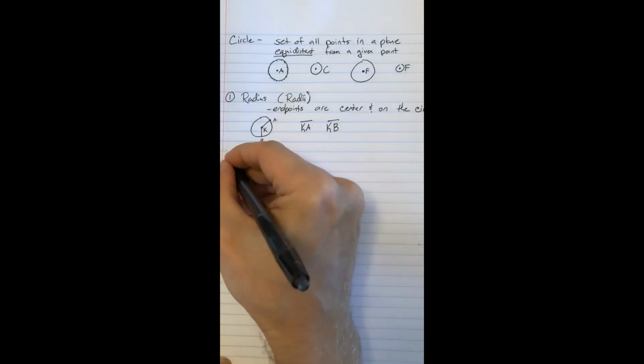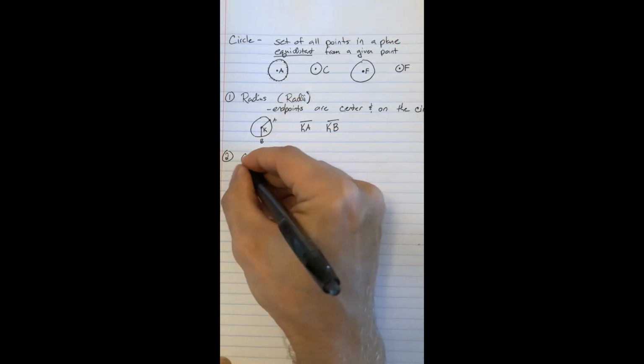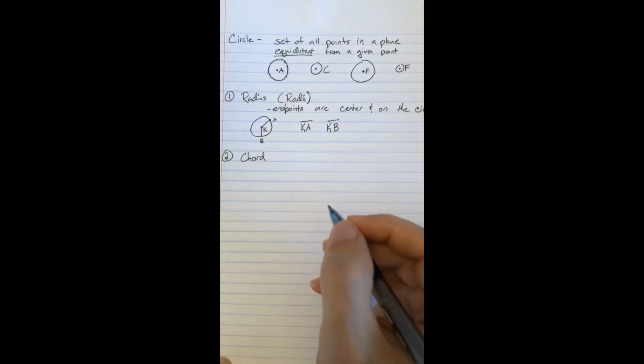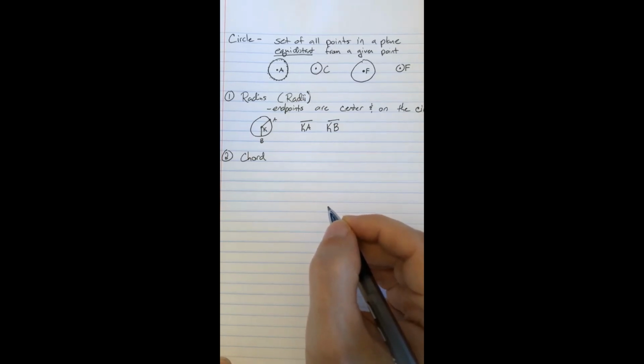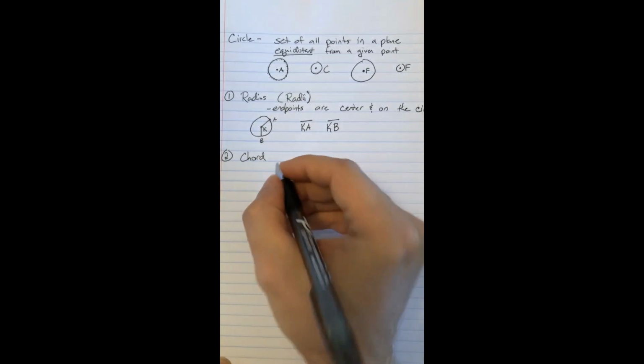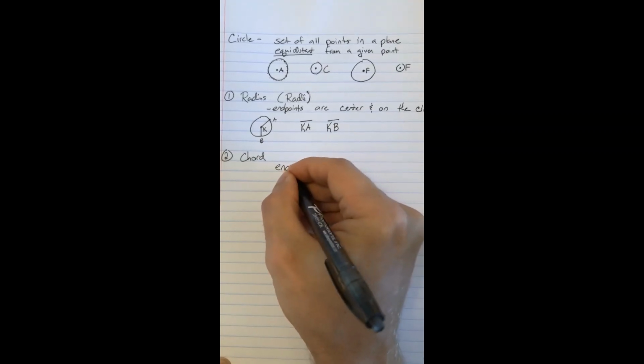The next one, a chord. So a chord is also a segment, but both endpoints are on the circle itself. So let's get our definition.